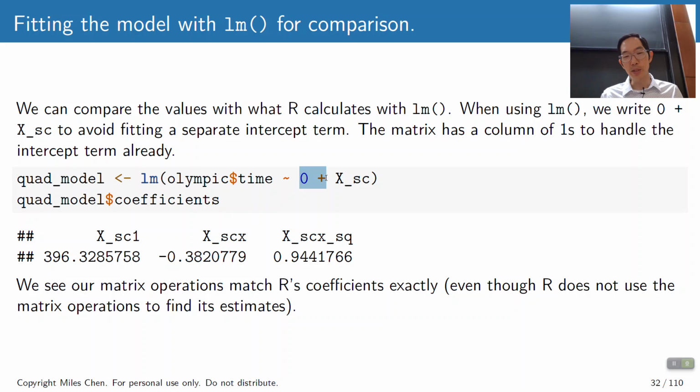Here I have a 0 plus. The 0 plus tells R I don't want to fit an intercept term, okay? Because the intercept term is accounted for in the first column. The first column is just ones, so we don't need to fit a separate intercept term. If I try to fit the intercept term and the first column, then we're actually going to get a problem, because the intercept and that first column are exactly collinear. So we run into a problem, right? You can't have columns that are exactly derived off of each other.